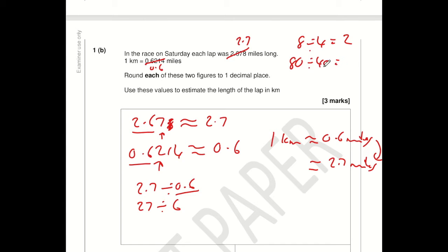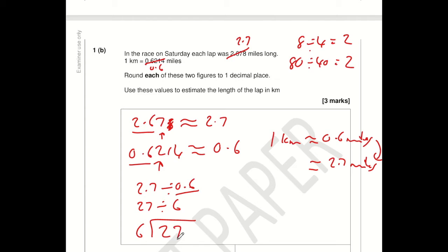A lot of people seem to think the answer is 20, but no. How many 40s go into 80? Well, it's still 2. So by multiplying both numbers by 10, you still get the same answer. So that is why 2.7 divided by 0.6 is the same as 27 divided by 6.